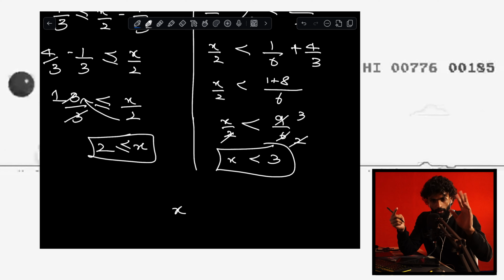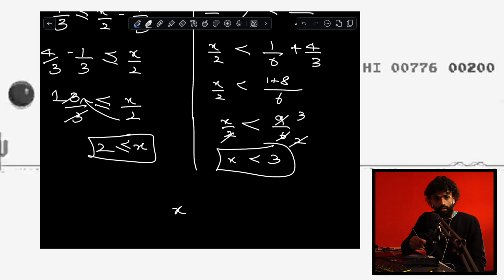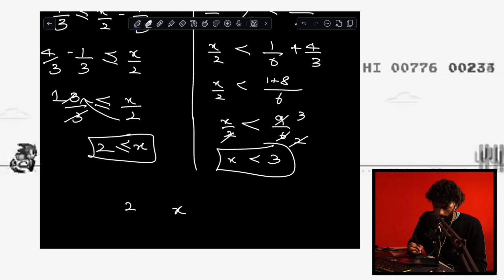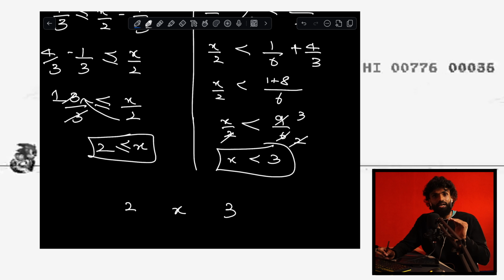Now follow carefully. The lower number is always on your left side, which means compare 2 and 3. Which one is lower? 2. So blindly write 2 on your left side. Automatically 3 becomes my right side. Writing this is like building a bridge. Fine. Now let's try to play with the signs.